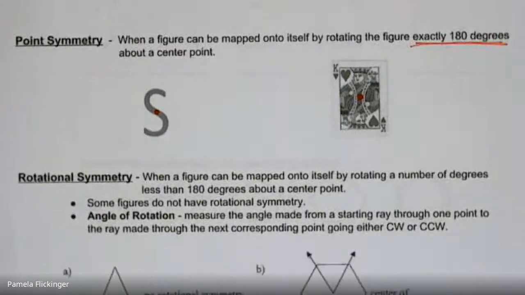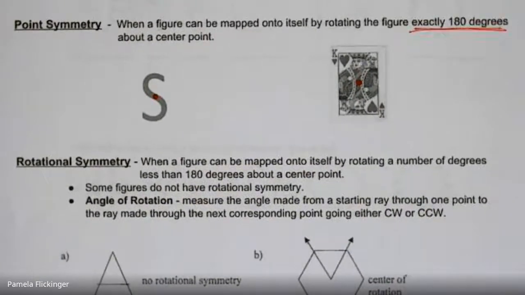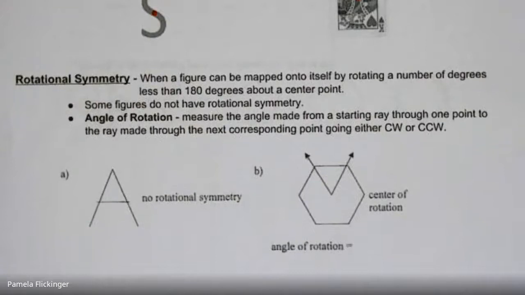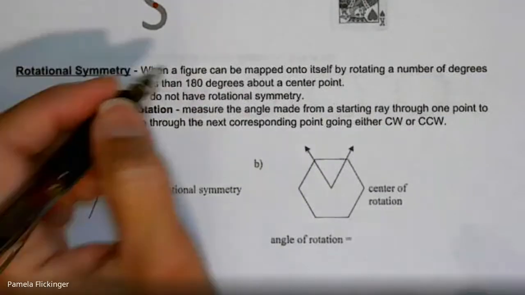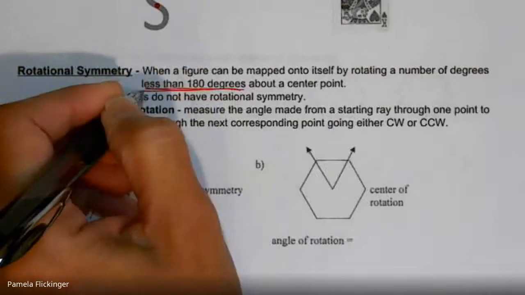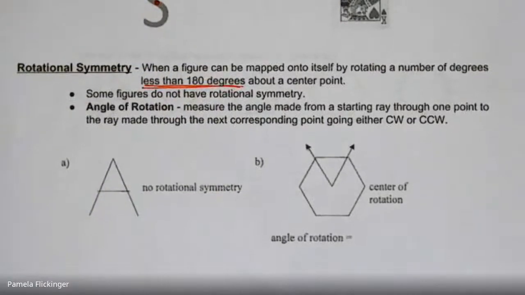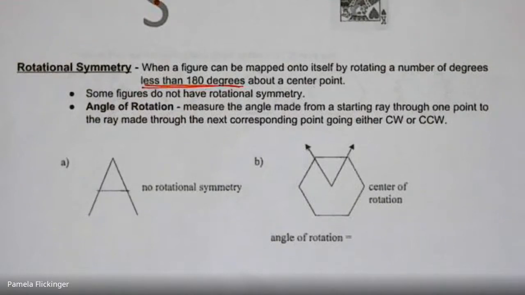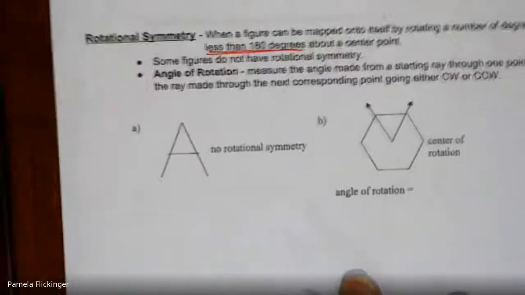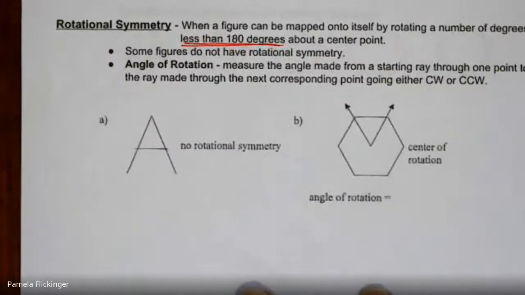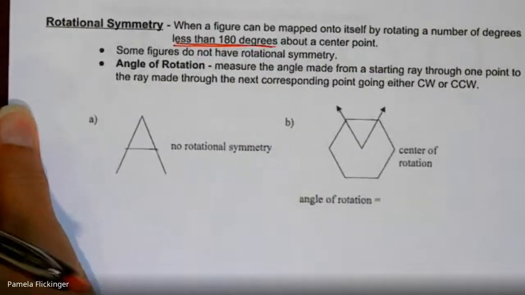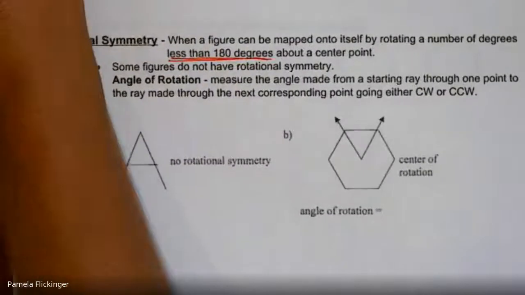All right. But then it can also have just rotational symmetry. And this is when a figure can be mapped onto itself by rotating a number of degrees less than 180 degrees, again, about a center point. So some figures will not have rotational symmetry at all. Excuse me, let's get that up. And if they do, we're going to be able to identify what's called the angle of rotation. I'll slide this over a little bit.